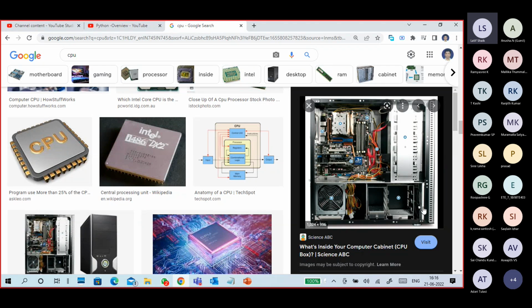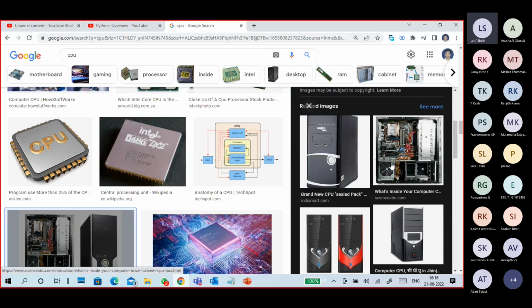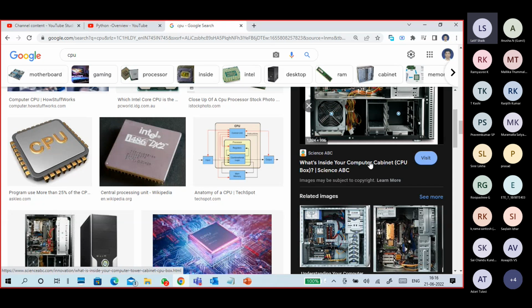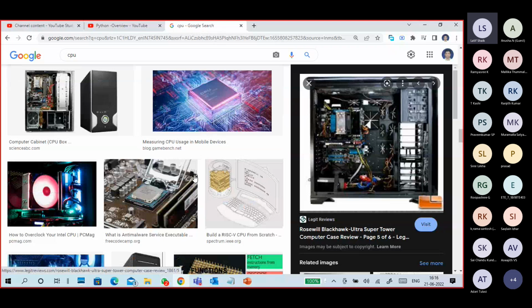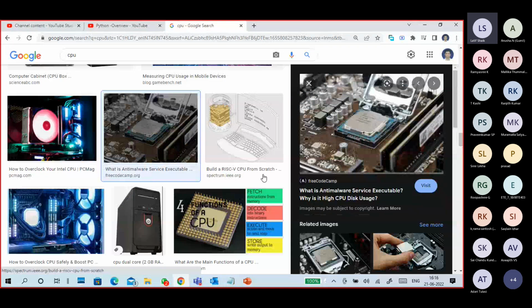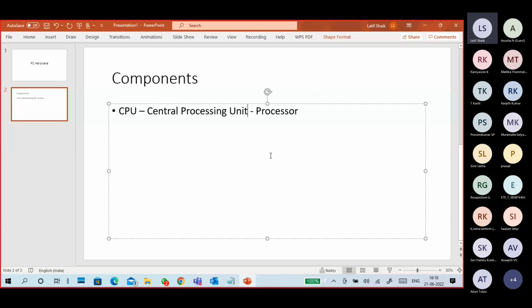So this is the cabinet, with the entire cabinet side open. This is the motherboard. On the motherboard, all the components are there. This is the SMPS, hard disk, CD-ROM, everything is there. So this is the total cabinet, the inside view of the cabinet. This is a cabinet, not the CPU. This small chip is the CPU, and this is the cabinet.